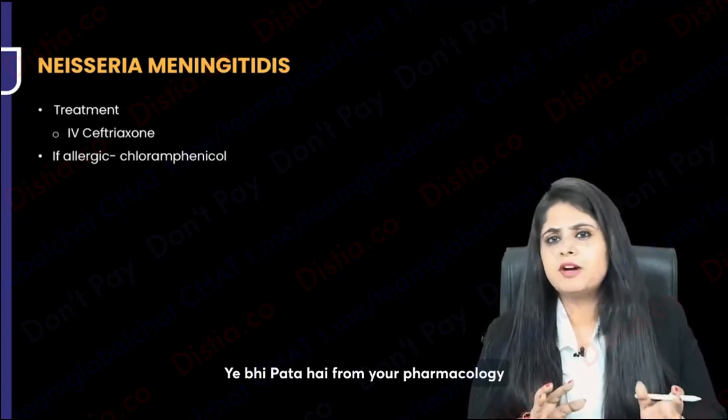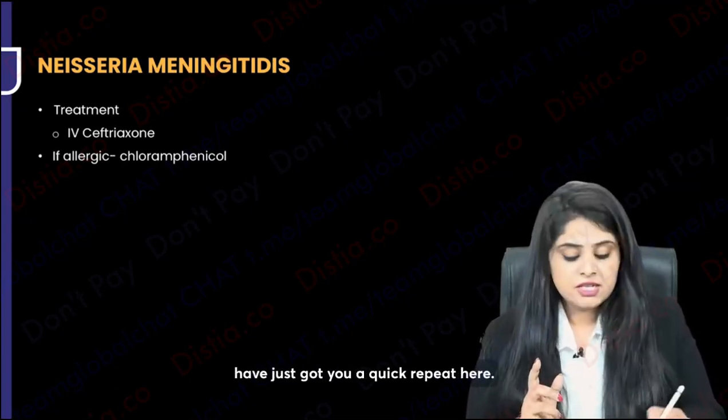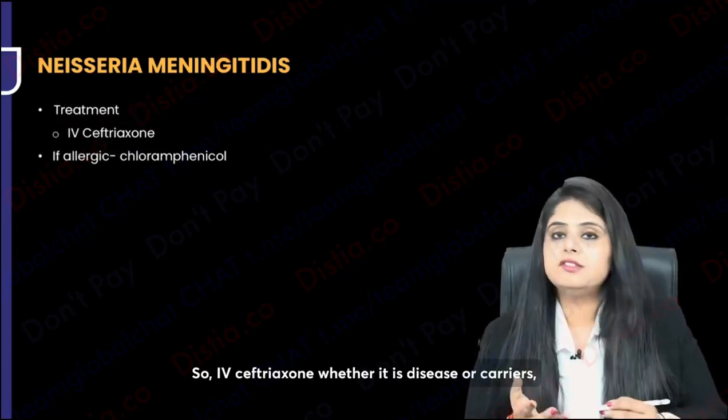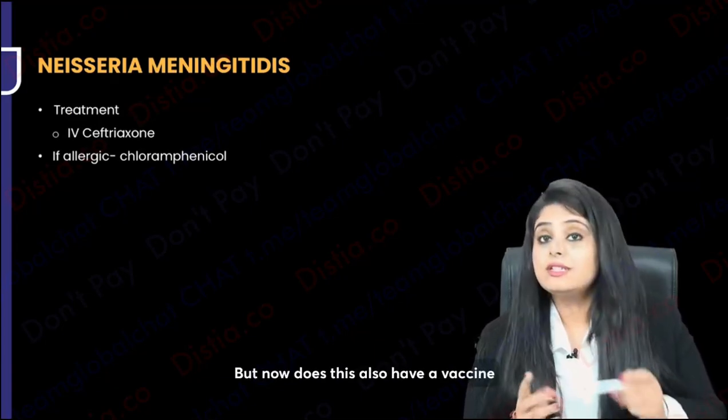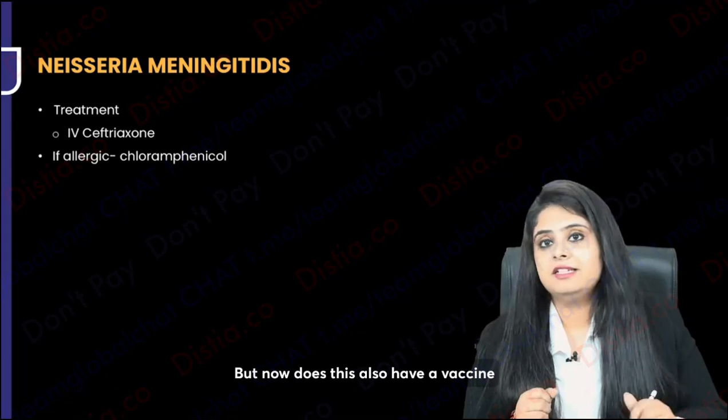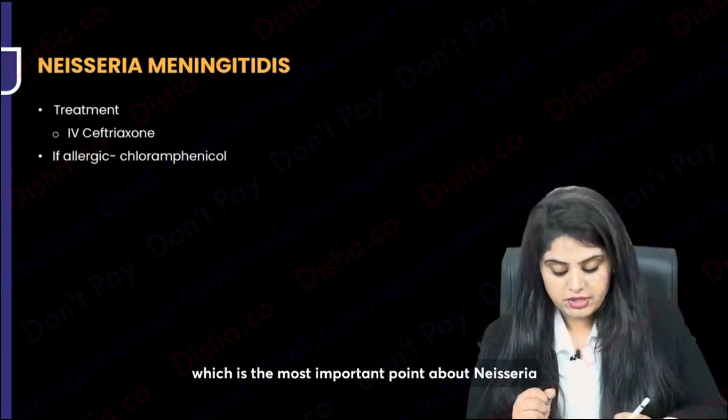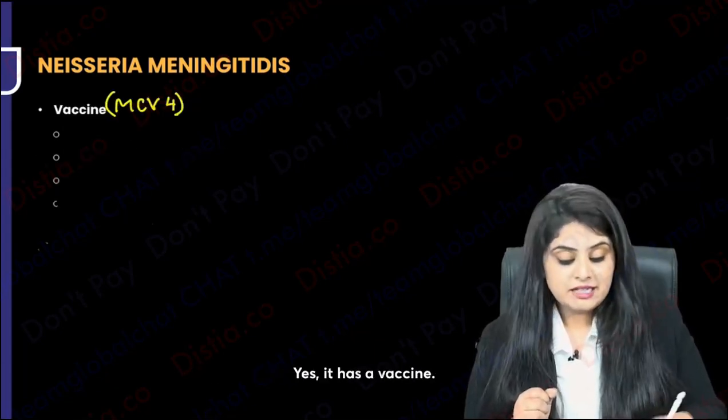You know this from your pharmacology too. I've just got you a quick repeat here. So IV ceftriaxone, whether it is disease or carriers, that is what you're giving. This is about meningitis. But now, does this also have a vaccine, which is the most important point about Neisseria that you have to know? Yes, it has a vaccine.